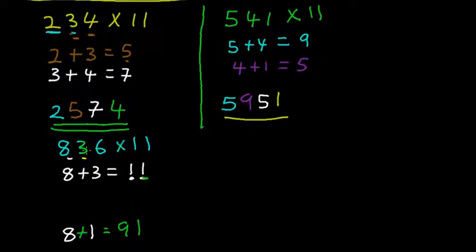Then you add up the second digit plus the third digit, which is 3 plus 6, which gives you 9. Then you bring down the 9, then you write down the 6, the last digit there. So the answer now becomes 9196. So 836 times 11 gives you 9196. That's the answer. Let's try out another example.